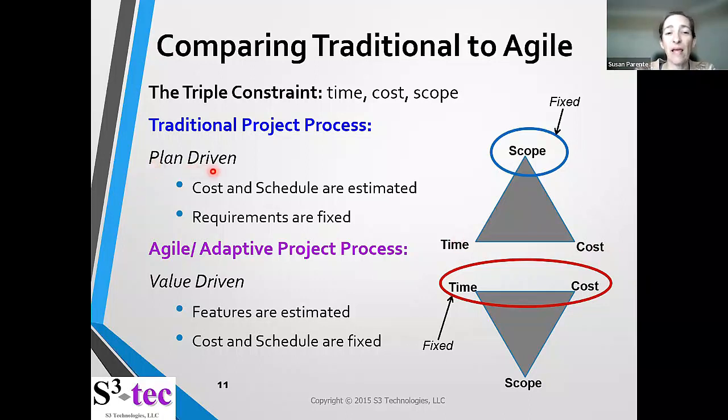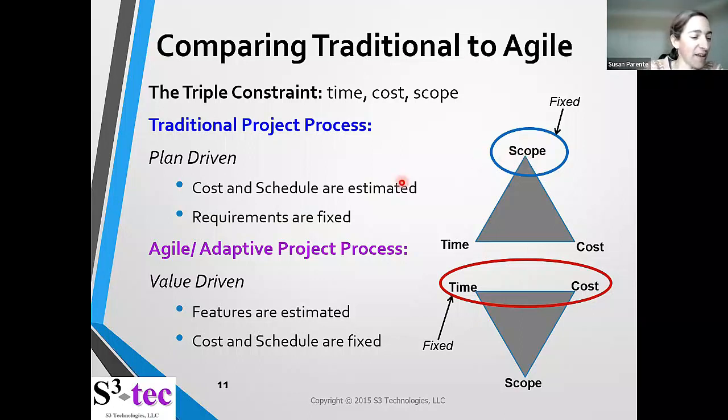We call this plan driven, okay, because we actually come up with a plan in the beginning. We come up with a plan based on this fixed scope. We estimate our cost and schedule based on the requirements that are fixed, or the scope being fixed. Okay, so if the requirements are fixed, the scope is the work that we're doing to deliver on those requirements. Requirements come from the customer, scope comes from the team doing the development.